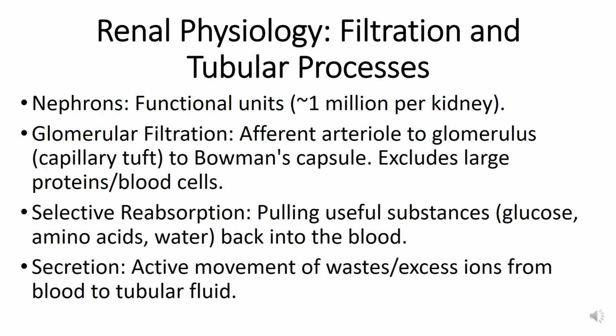The glomerulus acts like a highly selective sieve. Water and small dissolved substances pass through easily. These filtered substances enter Bowman's capsule. The fluid collected here is called the filtrate. Not everything can pass through the filtration barrier. Large proteins are normally retained in the bloodstream. Blood cells are also excluded. This selective filtering process protects essential blood components.